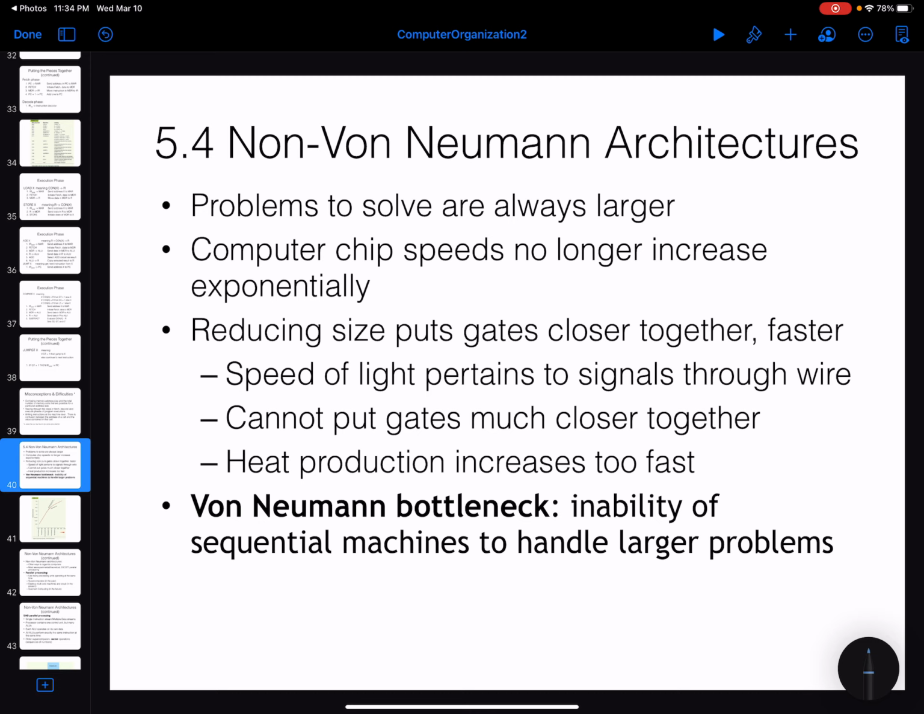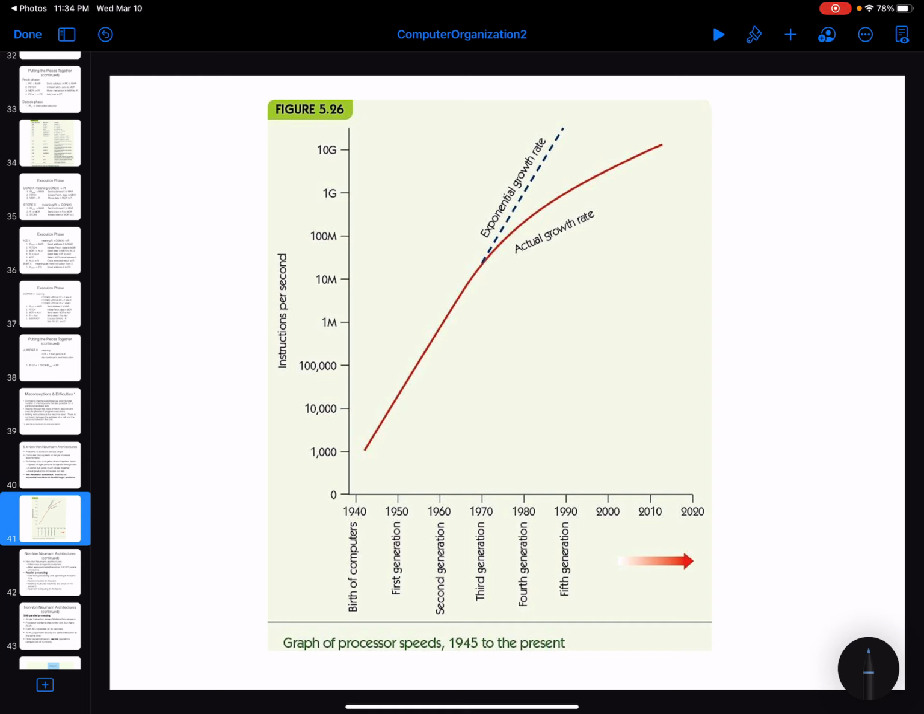Okay, I'm going to just talk about the last section, 5.4, very quickly. This chapter we talked about the von Neumann architecture. When scientists started creating the hardware and designing better and better hardware, this figure here just shows the scale of the speed, in the number of instructions that can be done per second.